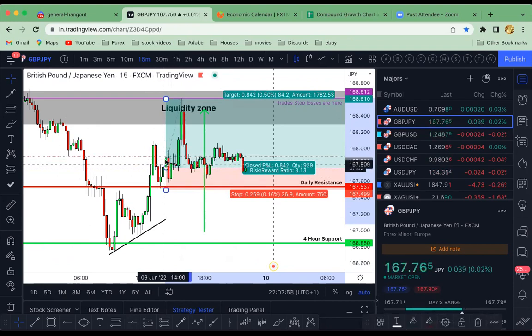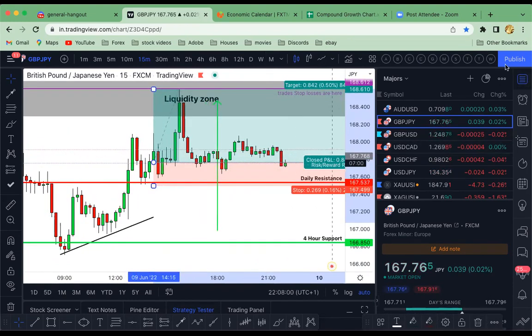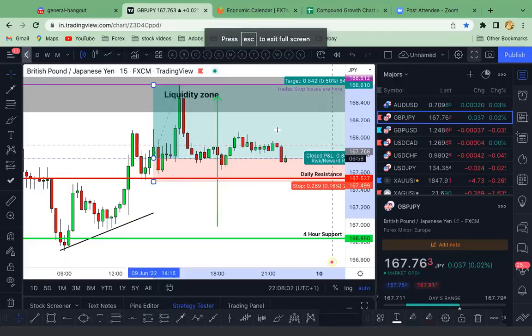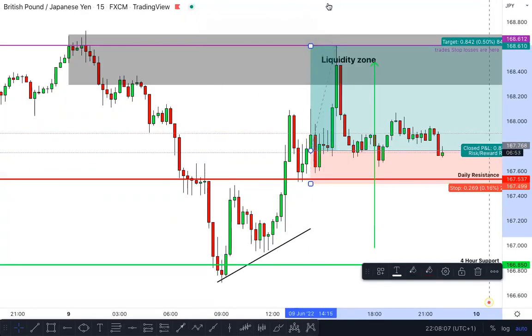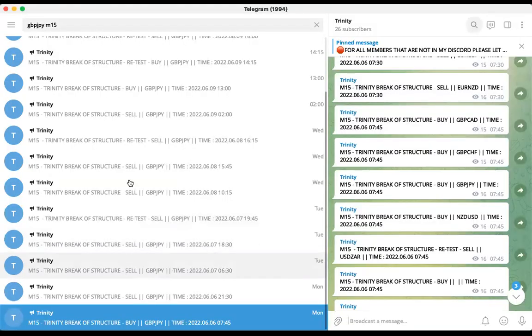Let me move this over here. It would have appeared on this candle here. Let me make this bigger for everyone to be able to see. This is how you would see it when you're backtesting. Let me make sure I'm on this screen. You'd be able to see all the times here and just go and backtest like that.